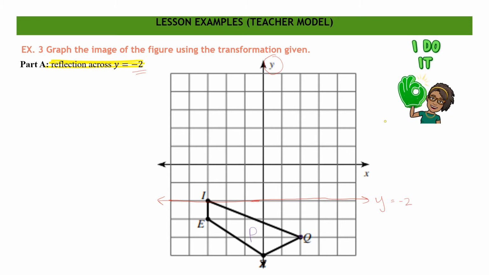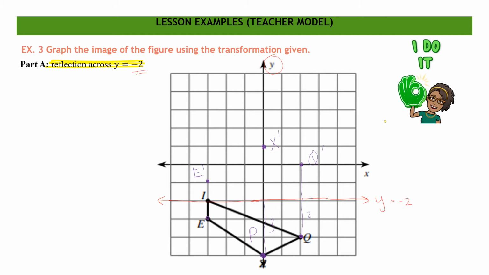So if I start with Q, Q is 2 units away from the reflection line. So if Q is 2 units away from the reflection line, that means Q prime is also going to be 2 units away from the reflection line. The same for every point in the pre-image. X is 3 units away from the reflection line, so that means X prime is going to be 3 units away. E is 1 unit away, so that means E prime is also going to be 1 unit away.